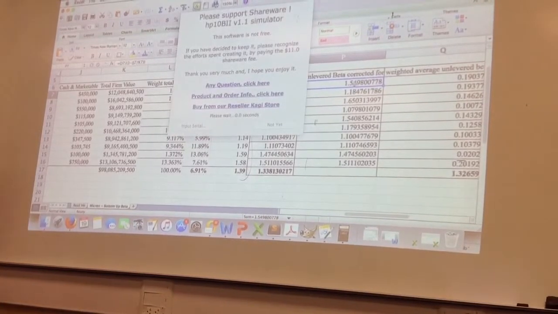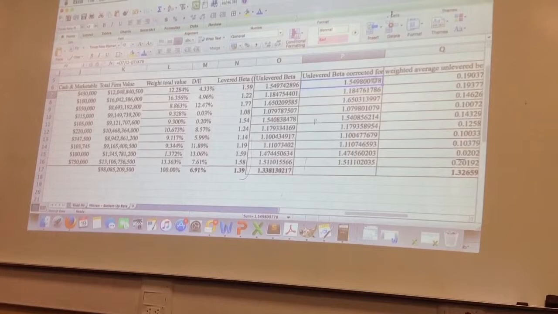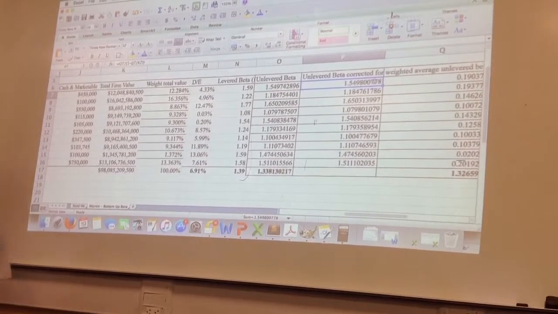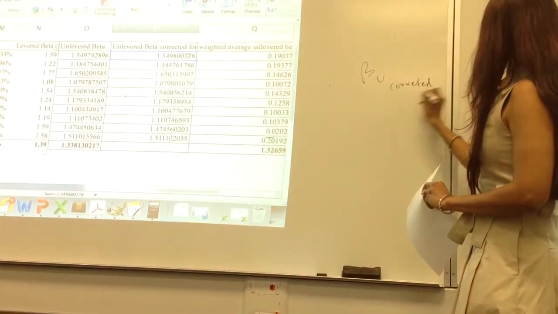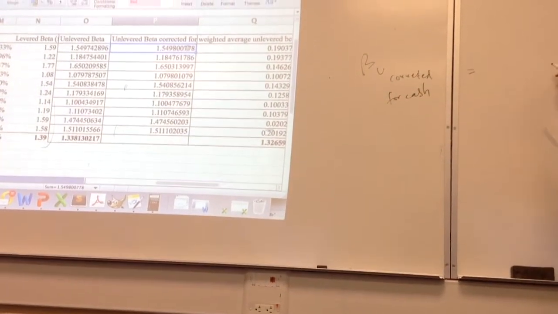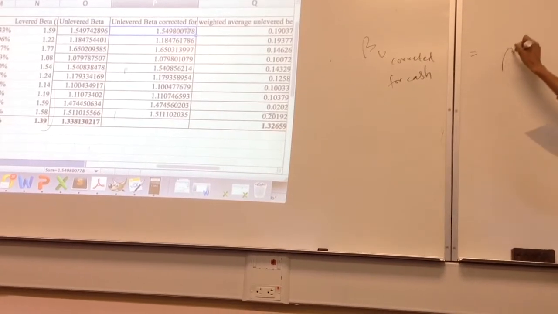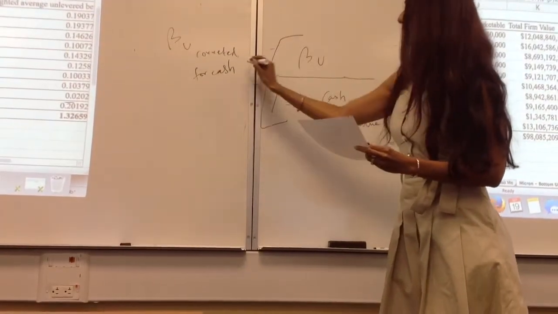Okay? So which is why I make this correction for cash, unlevered beta corrected for cash. And this equation is your unlevered beta corrected for cash just goes like this. So beta unlevered corrected for cash equals your unlevered beta, so beta unlevered divided by 1 minus cash over firm value.